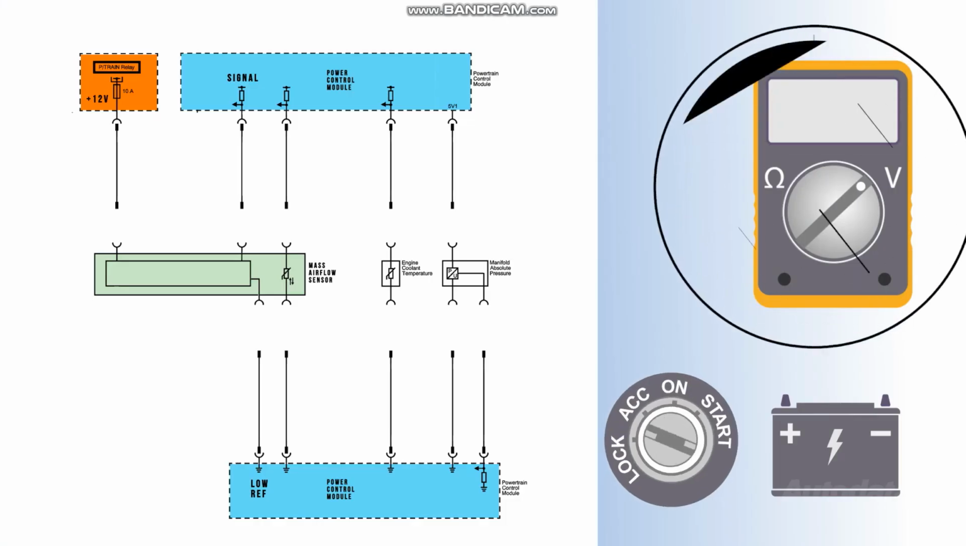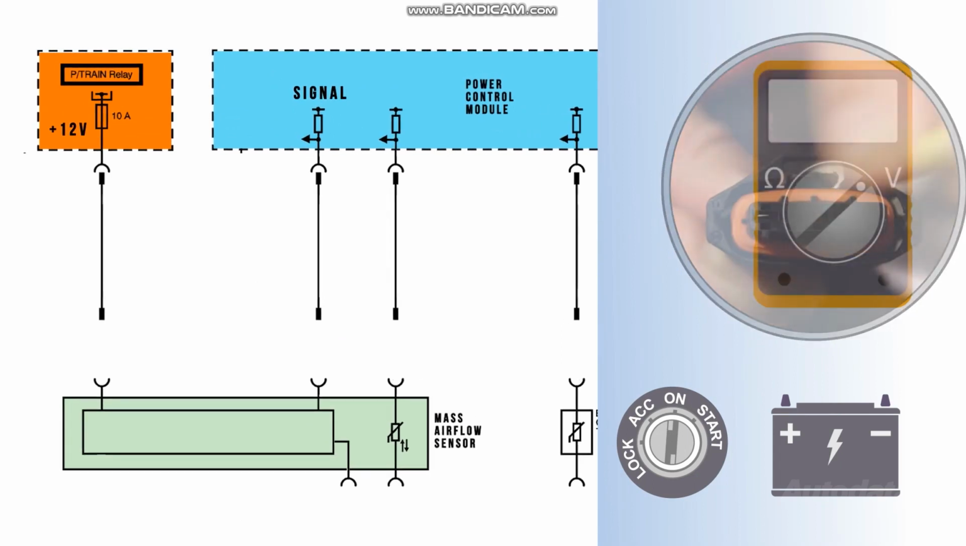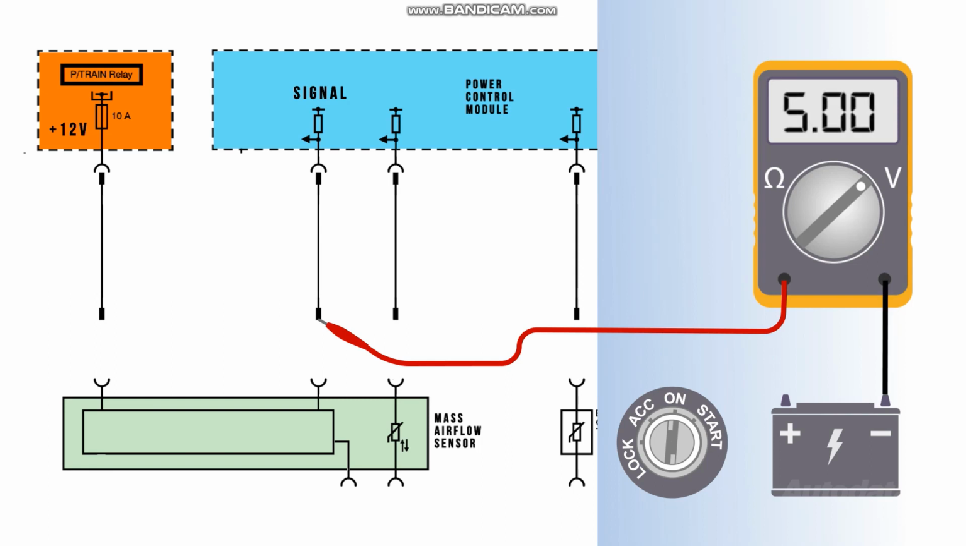If the voltage on the signal circuit rises above a predetermined threshold, a signal high DTC will be set. With the ignition on and the MAF sensor disconnected, place one lead of the multimeter in the MAF harness signal terminal and the other on battery negative. You should see 5 volts displayed. If the meter displays significantly over this value, there may be a short to voltage in the circuit.